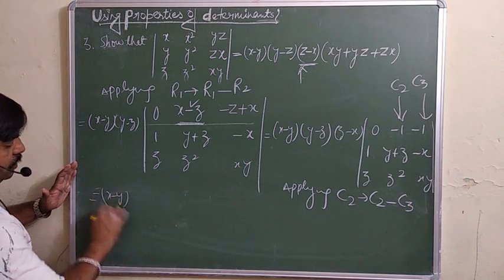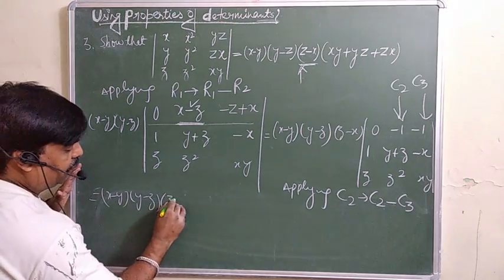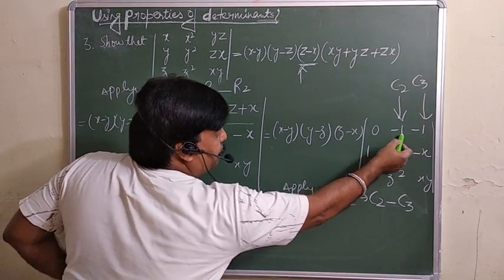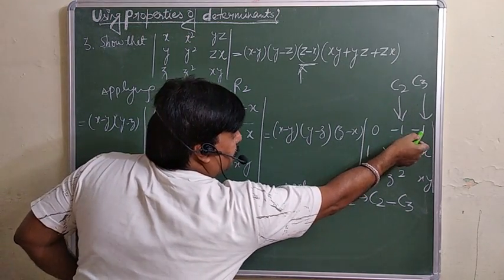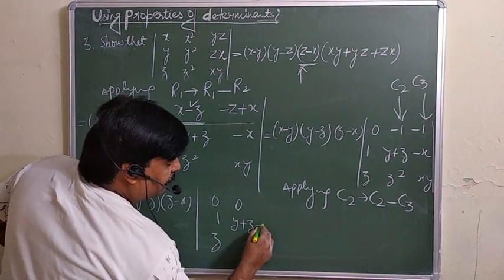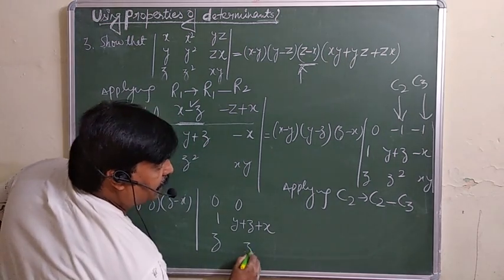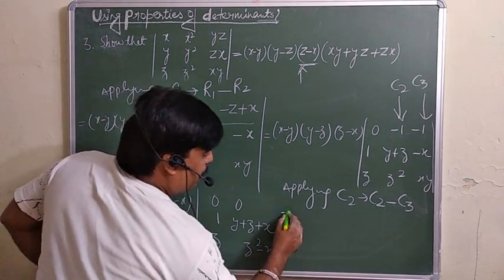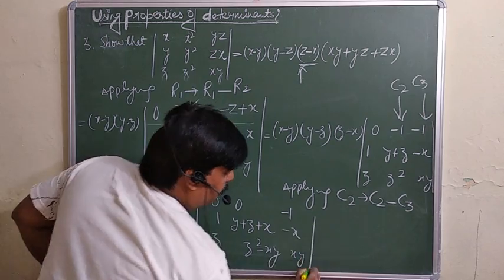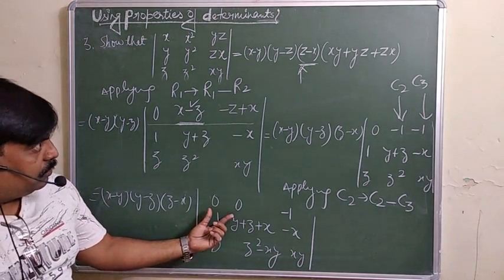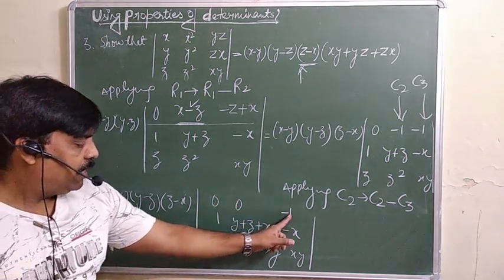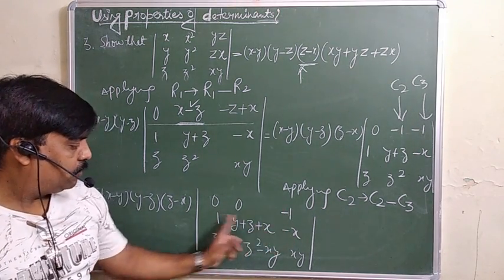So what do we get? x minus y as it is, y minus z, z minus x. Here 0, 1, z as it is. We are subtracting this from this one, so minus 1 will become a plus. So it is 0, and adding here you will get y plus z plus x. Here z square minus xy, minus 1 minus x, and xy. Now we can solve for this first row directly, because here is 0, here is 0.